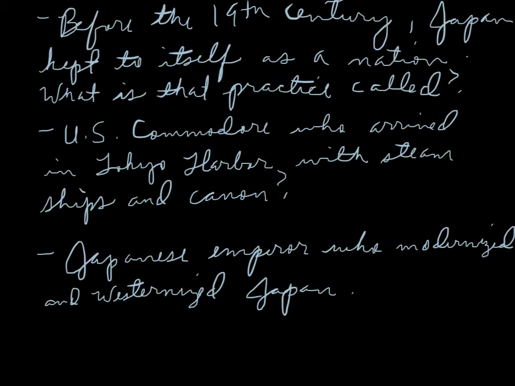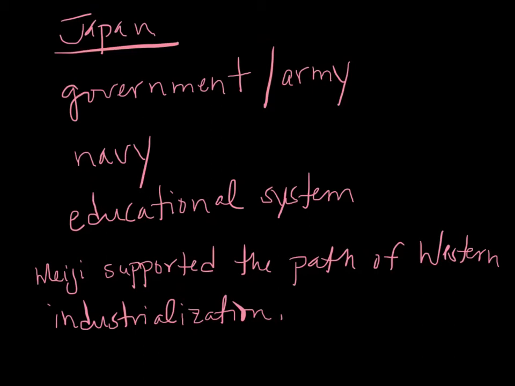All right, so the Japanese emperor who modernized and westernized Japan, that's Emperor Meiji. Remember, Mutsuhito was his name, and then they called it the Meiji era. He took on that name because it meant enlightened. All right, so what exactly did Meiji do? What are the steps he took to modernize and westernize?